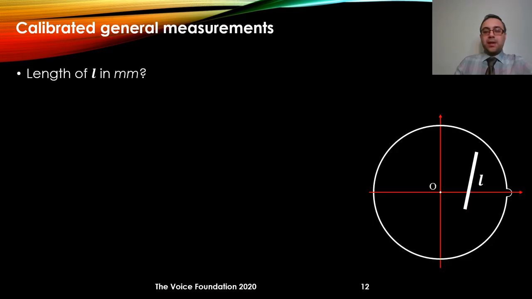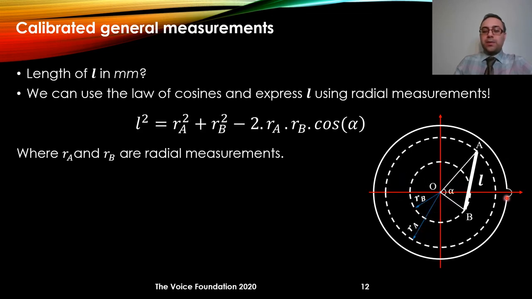In the previous slide, we saw how to measure the length of an object in millimeters when one of its ends is on the center of the field of view. But how about a general object? So here we have an object that has neither end on the center, and we want to estimate its length in millimeters. Using principles of geometry and the law of cosines, we can create this OAB triangle.